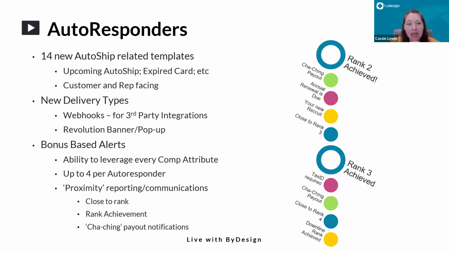trigger there. Another new one is what we call Revolution Banner or Pop-up. This is actually going to, again, use the data to identify who gets it, but then it will actually insert an interruption into their back office. So if I've just achieved a new rank, the next time I log into my back office, there's going to be a pop-up that says, "Congratulations, Cassie, on achieving your new rank." Likewise, if I'm close to achieving rank, there can be something there at the top banner that says, "Cassie, you are only $100 away from achieving next rank."